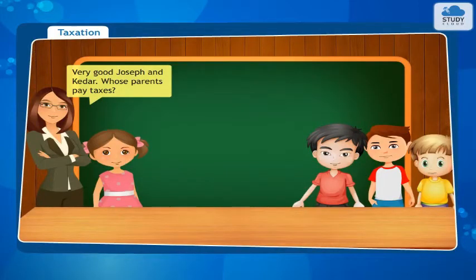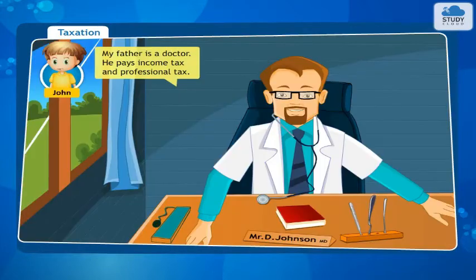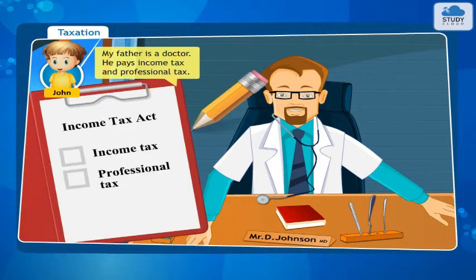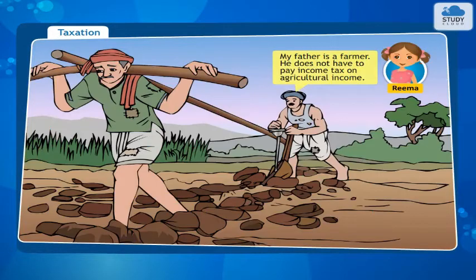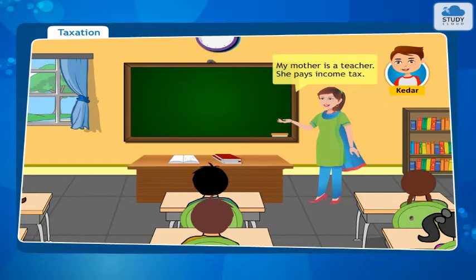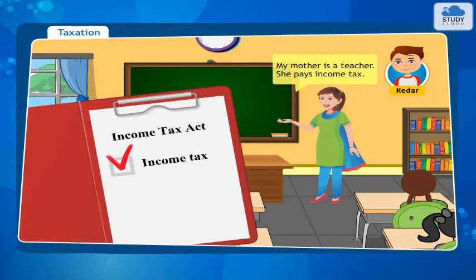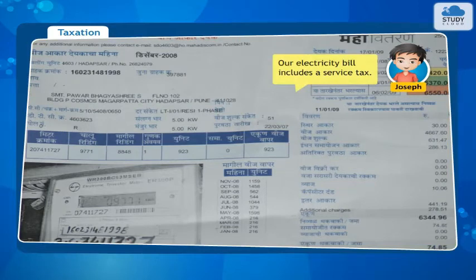Whose parents pay taxes? My father is a doctor. He pays income tax and professional tax. My father is a farmer. He does not have to pay income tax on agricultural income. My mother is a teacher. She pays income tax. Our electricity bill includes a service tax.